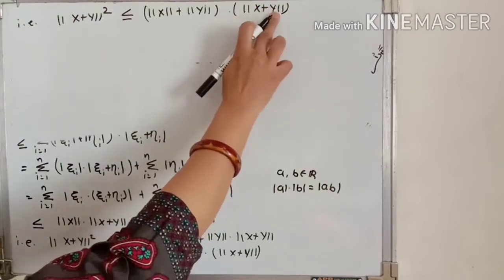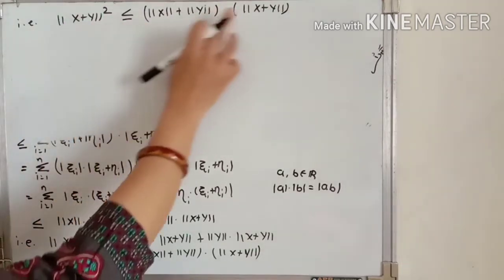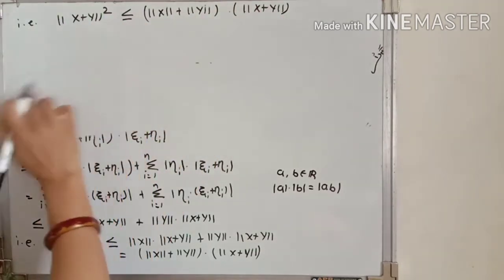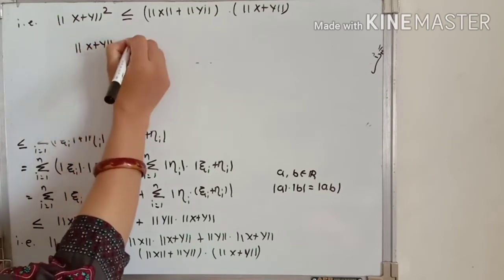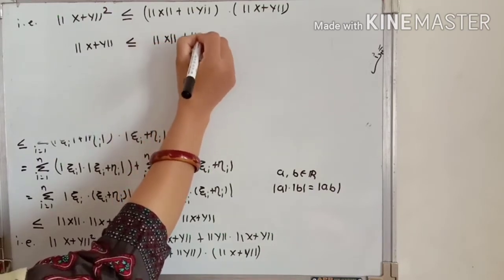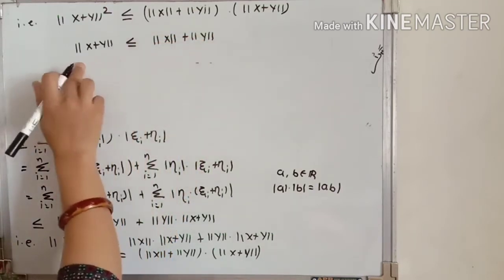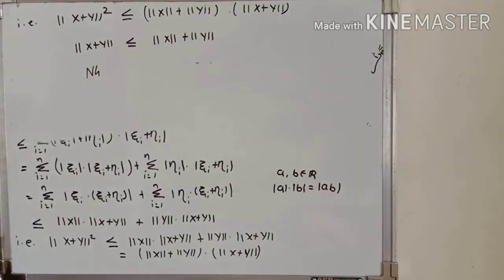As norm of x plus y is always greater than or equal to 0, we divide both sides by norm of x plus y, and we get that norm of x plus y is less than or equal to norm of x plus norm of y, and this is the fourth property of the norm, which is satisfied here.